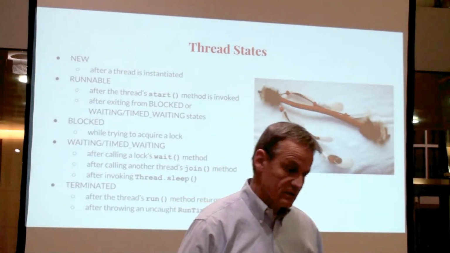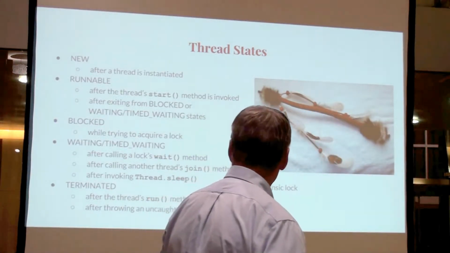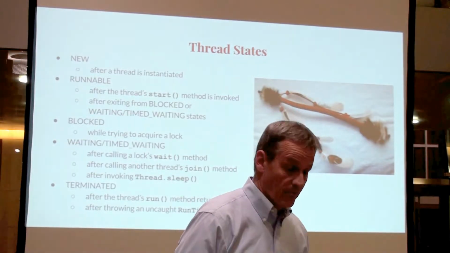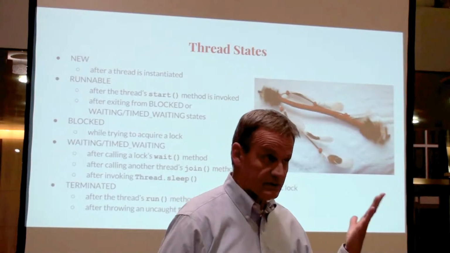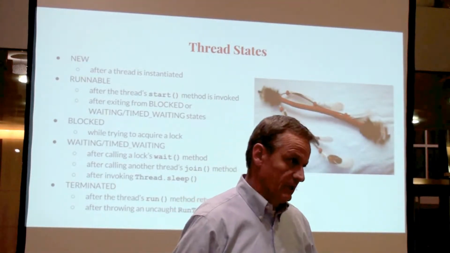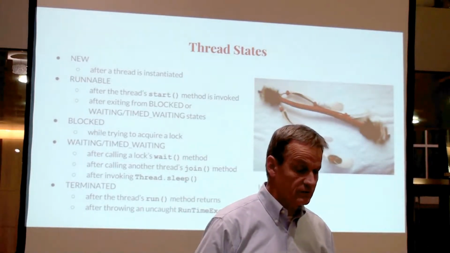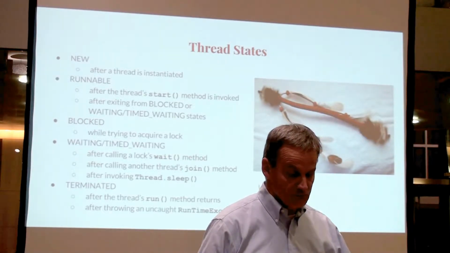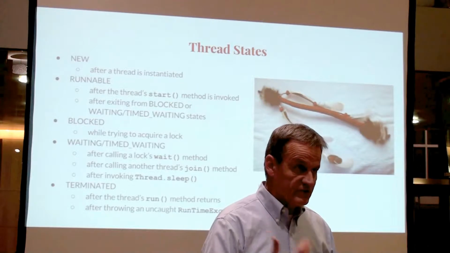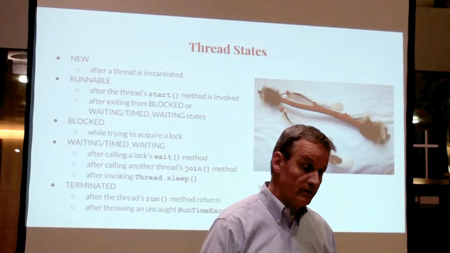I mentioned this very briefly, but here's a more rigorous summary of the different thread states. There are six thread states. New: when a thread is created or instantiated after calling the constructor of a thread, it immediately enters the new state. And then when you call the start method on the thread, it enters the runnable state.